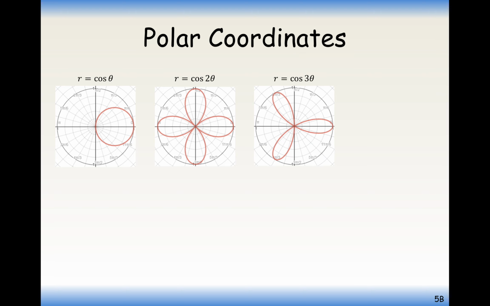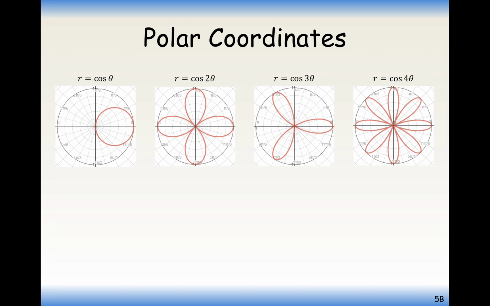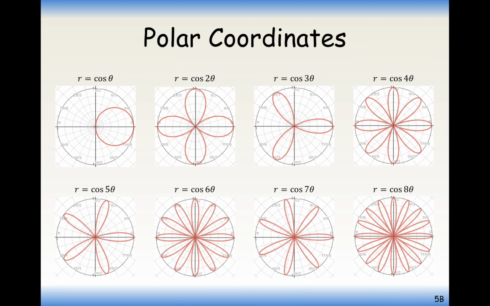In the cos 3 theta graph, we had 3 petals where it went over itself twice, and we have some sections that are missing from the graph here. When it's cos 4 theta, we have, in fact, 8 petals with no sections missing. And in fact, what I've done here on some graph plotting software is I have plotted the next 4 in this little sequence.